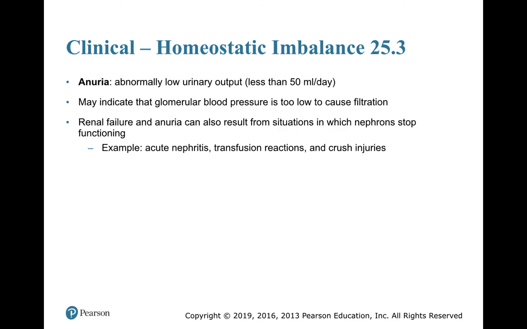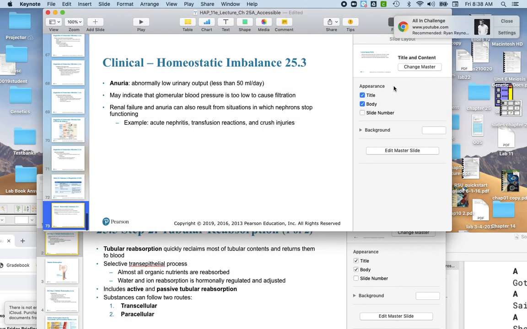Anuria is abnormally low urinary output, clinically defined as less than 50 milliliters per day. That could indicate that the glomerular blood pressure is too low to cause filtration. Renal failure and anuria can also result from situations in which the nephrons stop functioning, such as acute nephritis, or inflammation of nephrons. Transfusion reactions can do that, as they clog up the filtration membranes, and crushing injuries to the kidneys can do that too.